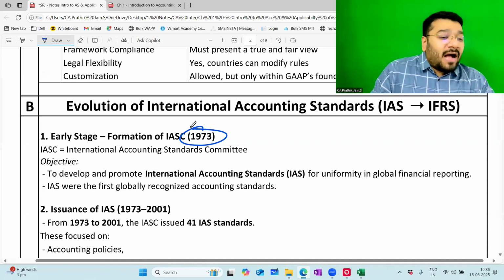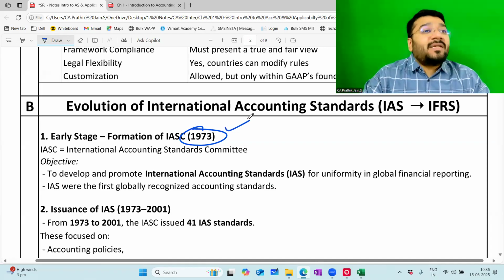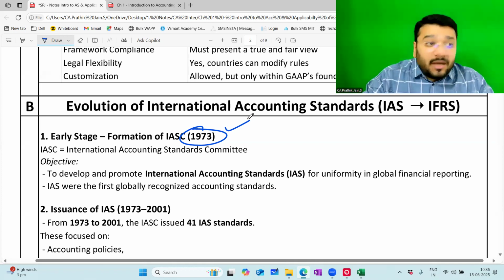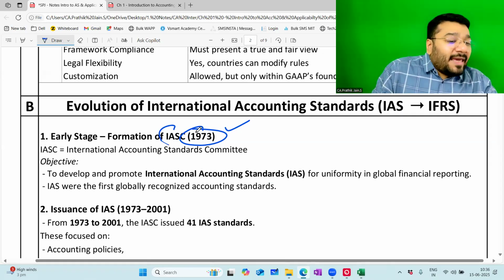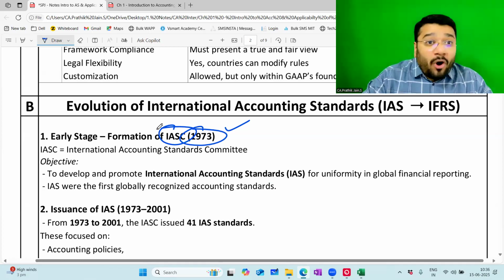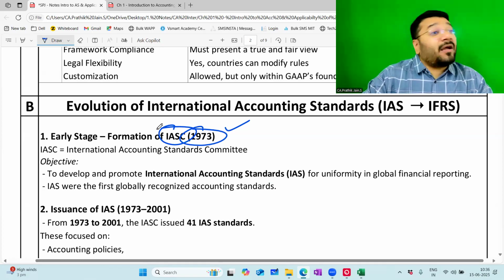So after the scams that happened prior to 1973, at the global level, we felt the need to come out with some global standards. That is when IASC was formed. What is IASC? The International Accounting Standards Committee was given the responsibility to understand the problem going around the globe with regard to accounting, come out with a framework, and give guidance on everything so that we can have uniform financial statements prepared across the globe. That was the primary responsibility of the IASC.